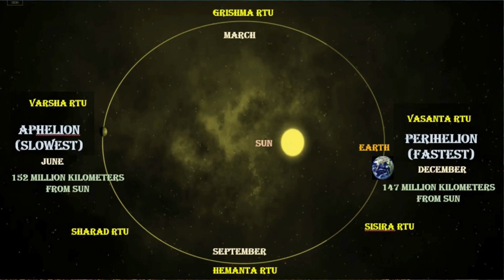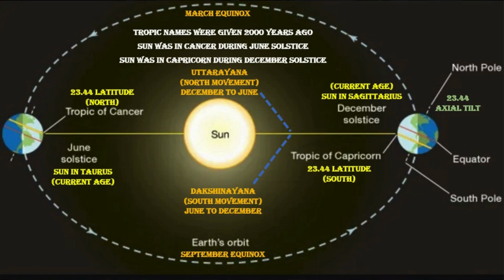These shifts are anchored by the solstices and the equinoxes. The summer solstice in June, when the sun is overhead at the Tropic of Cancer, marks the longest day in the north. The winter solstice in December, when the sun is overhead at the Tropic of Capricorn, marks the shortest day. The equinoxes in March and September bring equal day and night, balancing the light and the darkness.